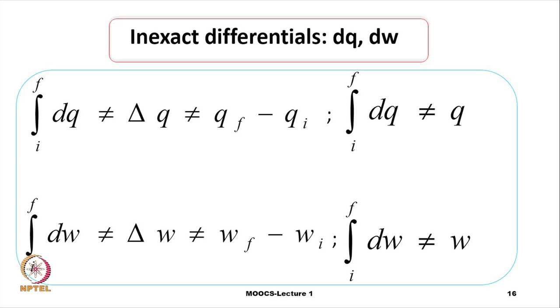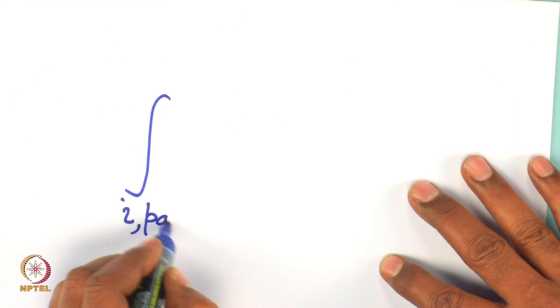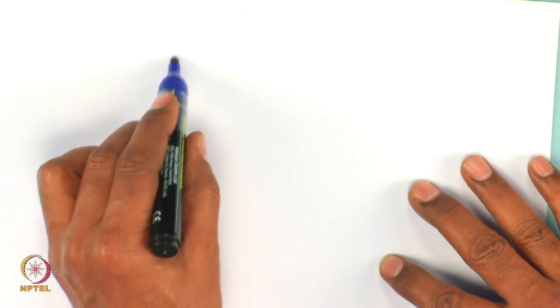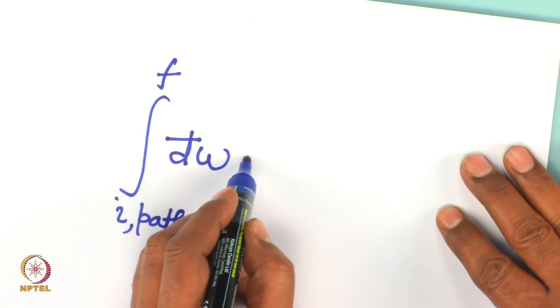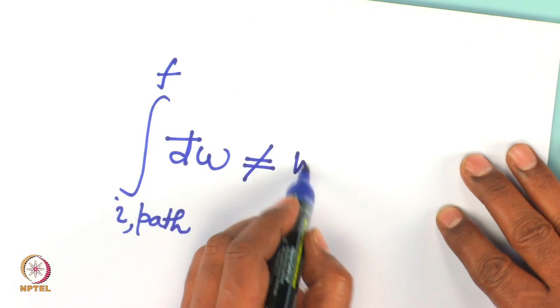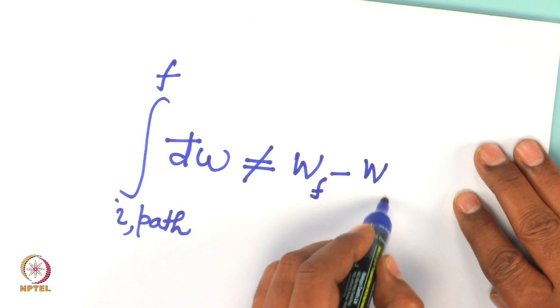Integration of dq from initial to final is going to be q. Similarly, for the work, delta w cannot be written. You can only write as work because it is a path function. So, integration of dw from initial to final state, for a path function you generally write from initial state to final state. For example, dw is an inexact differential, it is not equal to work final minus work initial.